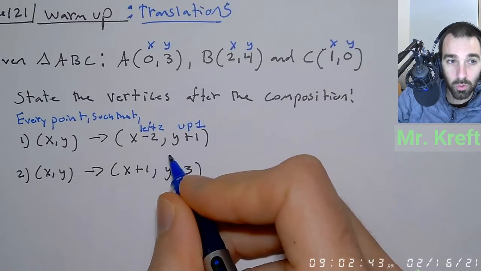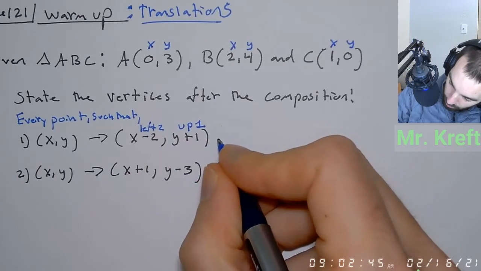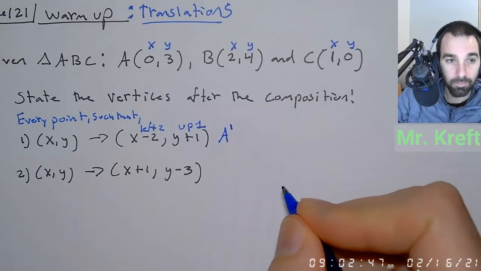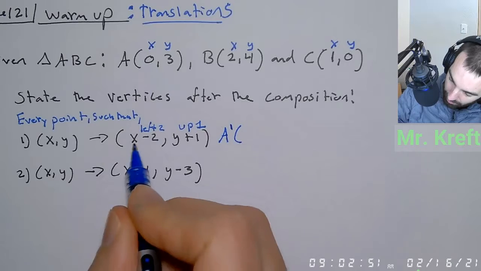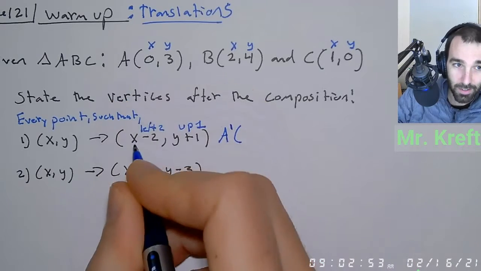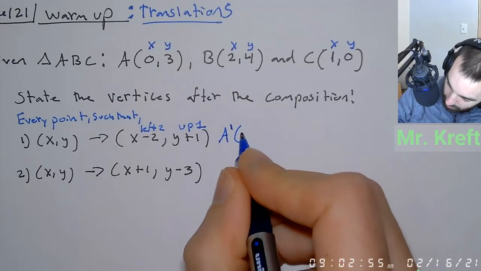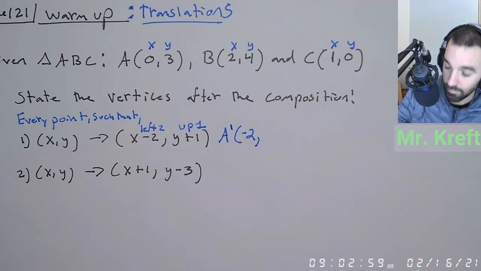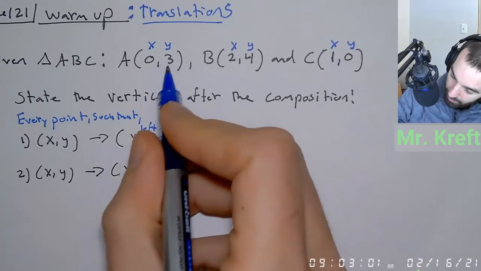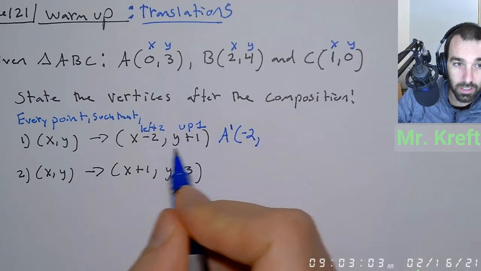Now remember, whenever we do a move, we add a prime. So my new point here is going to be A prime. Right? And what are we going to do with my x? So for my x, I'm going to subtract 2. Well, luckily for us, 0 minus 2, that's one that Mr. Krebs can do in his head. Okay, and then we keep going here. I'm going to take my y here. I'm going to plug it in.